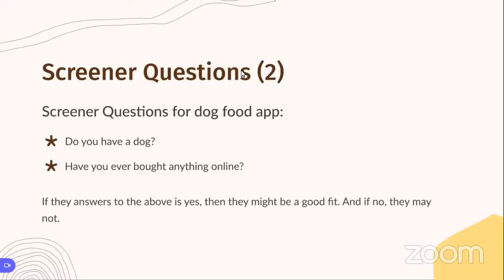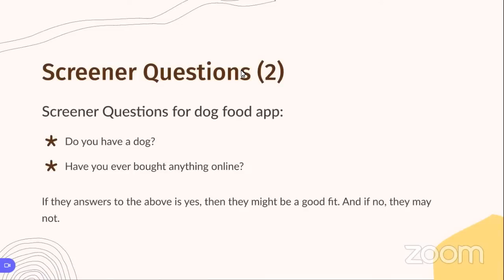So I did some screener questions for the dog food app as an example. A good screener question will be, do you have a dog? And have you bought anything online? Now, if they answer yes to these two, it means that they are closer to who your ideal user would be. And if they answer no to these two, it means they're farther from it.